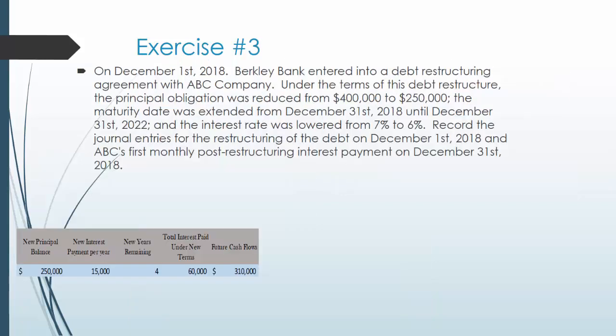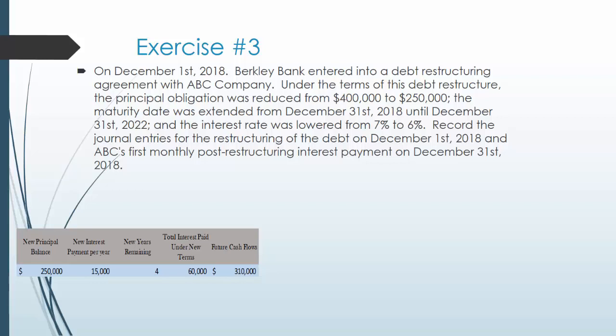And lastly, in exercise 3, on December 1st, 2018, Berkeley Bank is going to enter into a debt restructuring agreement with ABC Company. Under the terms of this debt restructure, ABC is going to get the principal obligation they owe to Berkeley Bank reduced from $400,000 down to $250,000. Berkeley is going to extend the maturity date on this debt. So they're going to extend it from December 31st, 2018 to December 31st, 2020. They're going to give ABC Company 4 more years to pay this off. And they're going to kindly lower the interest rate from 7% to 6%.